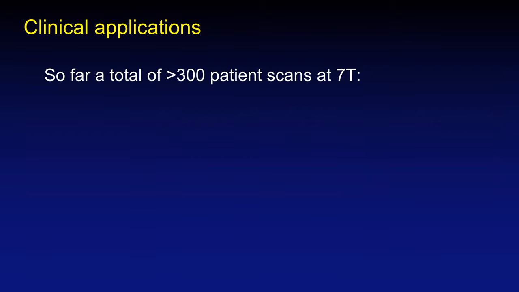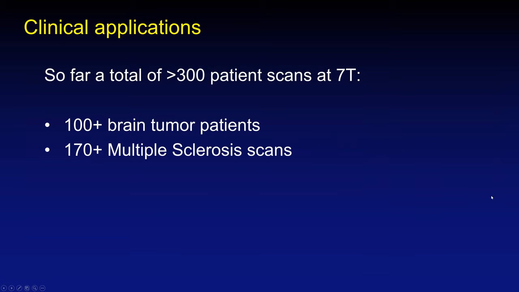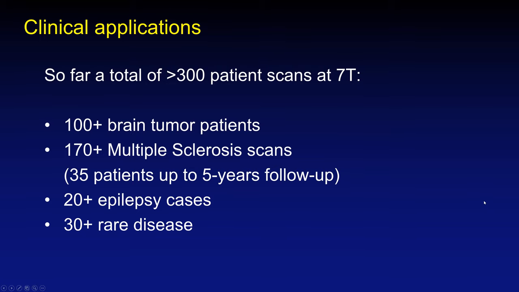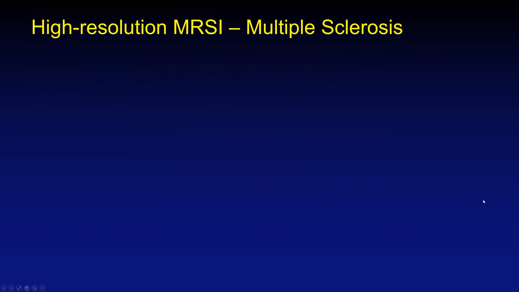Now let's jump to the clinical applications. So far, we have been scanning about 300 patients at our 7 Tesla scanner. Last year was less productive because of the COVID crisis. Nevertheless, we have now more than 100 brain tumor patients scanned, about 170 multiple sclerosis scans. Quite a number of patients with up to 5-year follow-up. We have started to investigate epilepsy cases, and also we have a group interested here in rare diseases.